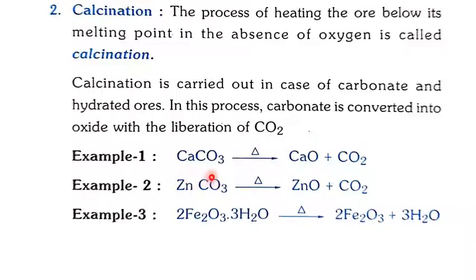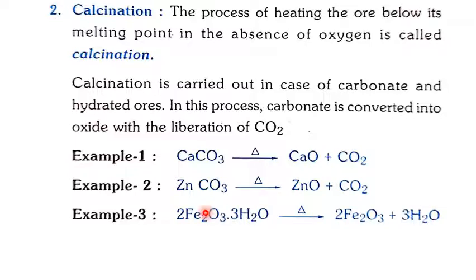Similarly, zinc carbonate, this is the ore of zinc, is also heated below its melting point in the absence of oxygen. This zinc carbonate is converted to zinc oxide and carbon dioxide is released. So these carbonate ores on calcination are converted to oxides with the liberation of carbon dioxide.